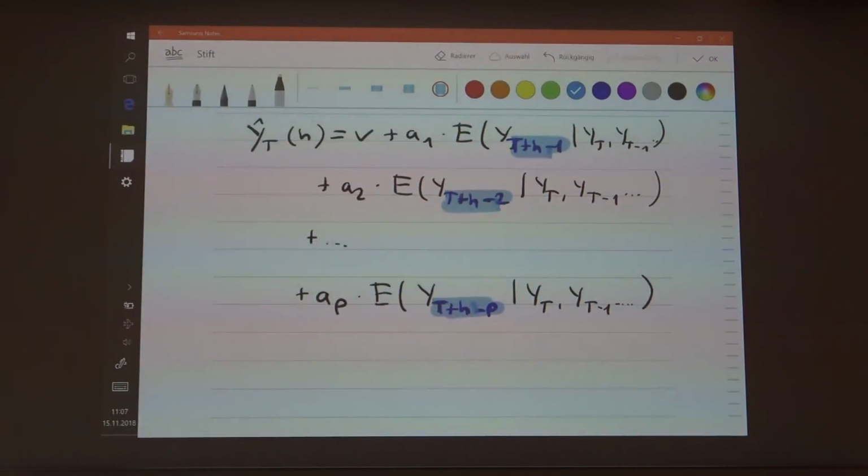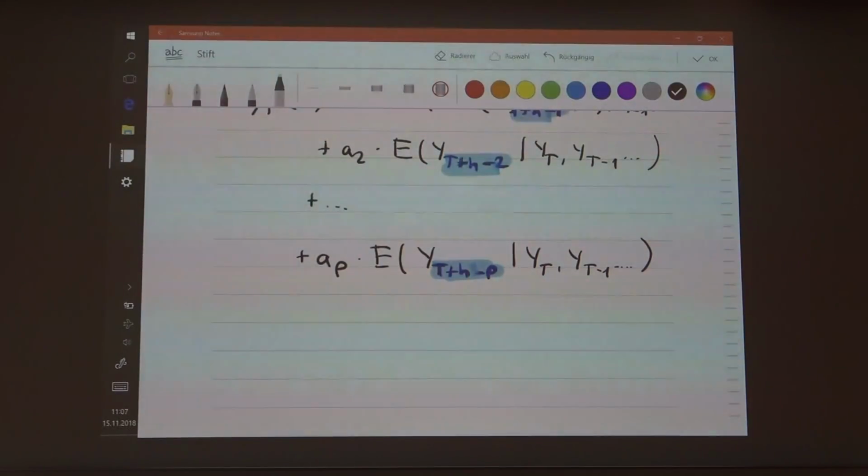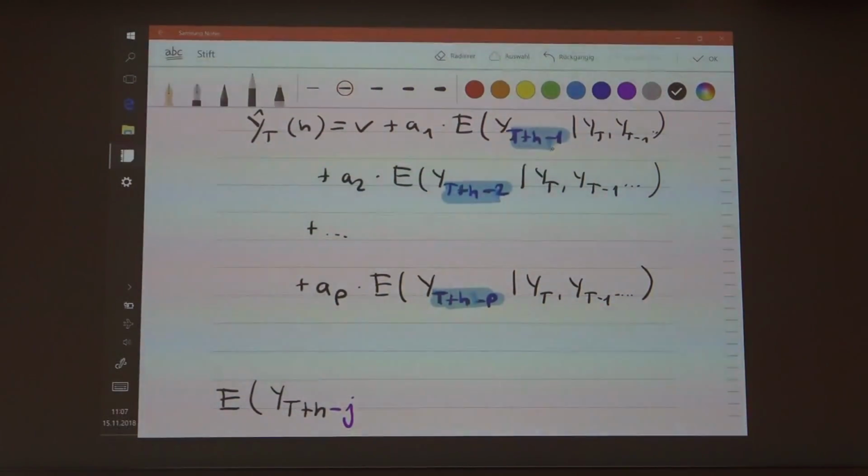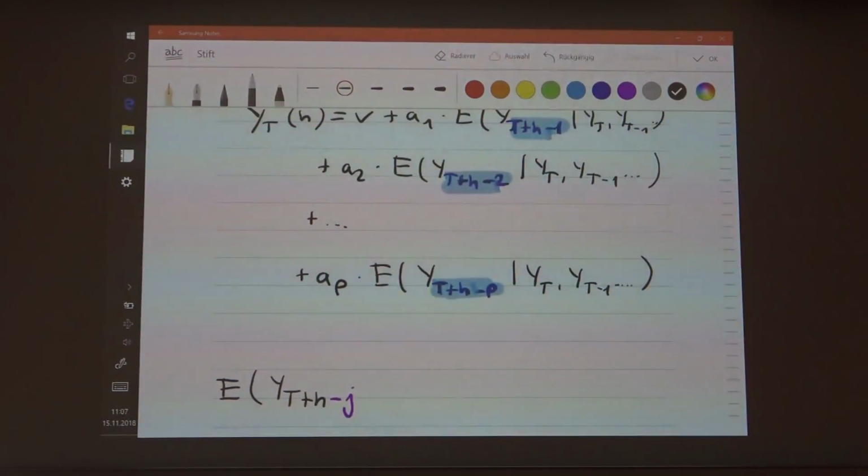So what is the conditional expectation? I'm going to focus on the expectation here, t plus h, and then I will generalize this, say, minus j. So j could be anything from 1 to p. So these are the values it can take: either 1, 2, or p. And if you find that t plus h minus j is less than or equal to t, then you would have the observation itself.